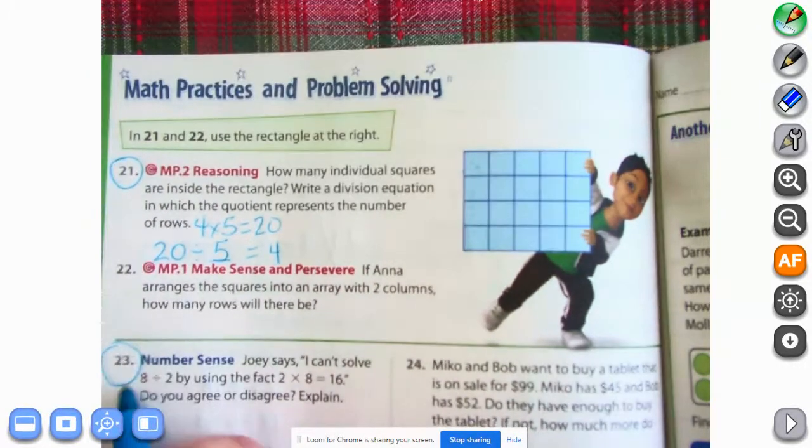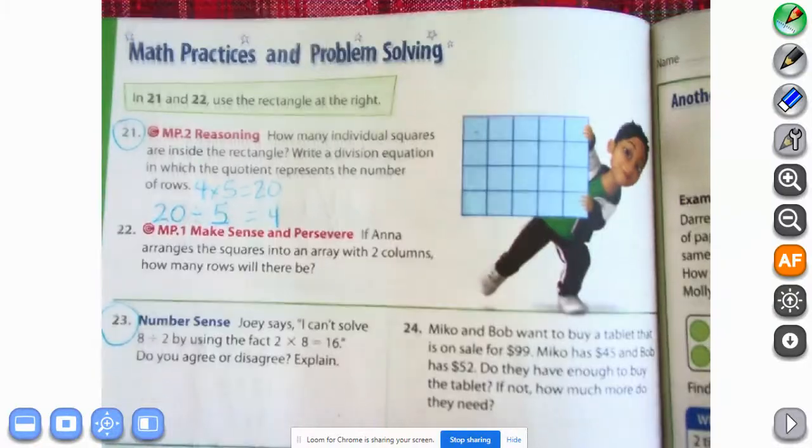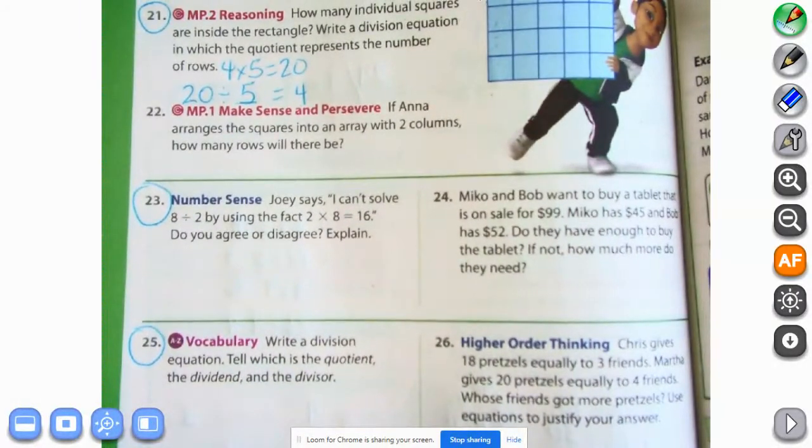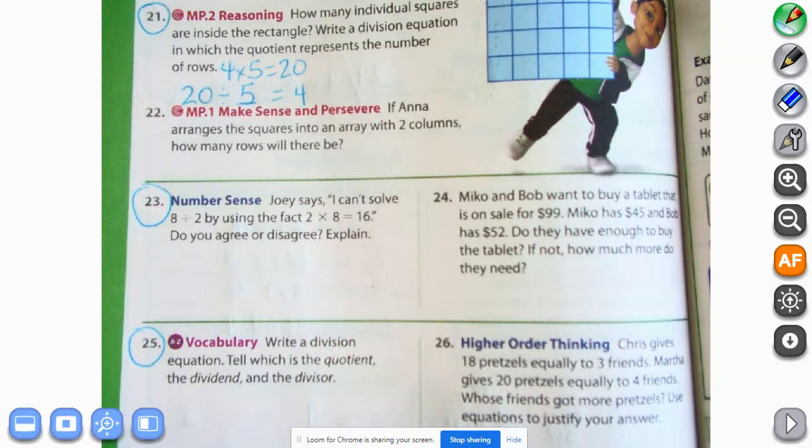All right, we're going to go to number 23. Make sure you have number 21 done. 23. Joey says, I can't solve 8 divided by 2 by using the fact 2 times 8 equals 16. Do you agree or disagree? Explain. Okay, let's think about that again. He says, I can't solve 8 divided by 2 by using 2 times 8 equals 16. Do you agree or disagree?